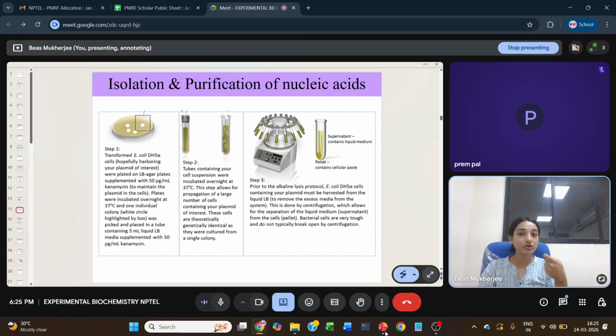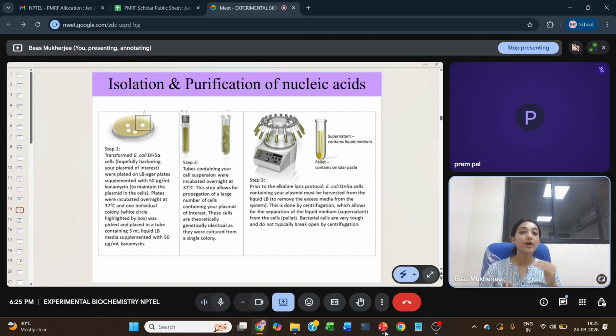Now one individual colony, that is the white circle highlighted by the box, was picked and placed in a tube containing 5 ml liquid LB media supplemented with 50 microgram per ml kanamycin, and it is grown overnight. It becomes turbid. Now what happened? The tube containing your cell suspension was incubated overnight at 37 degrees centigrade, and this step allows for propagation of a large number of cells containing your plasmid of interest. So these cells are theoretically genetically identical as they were cultured from a single colony.